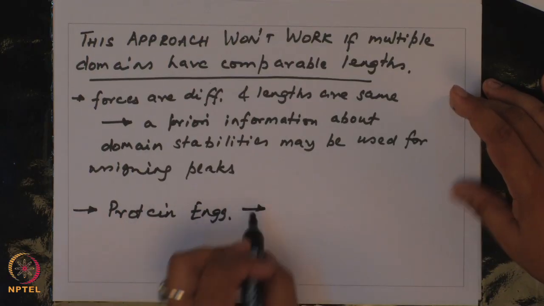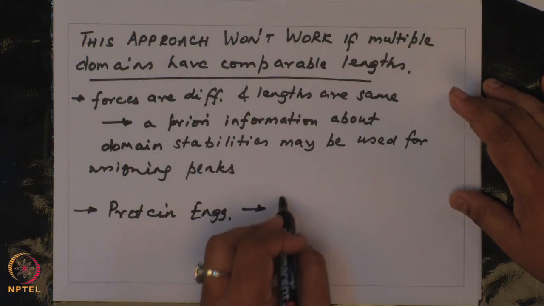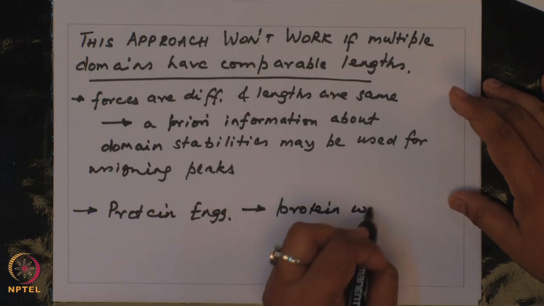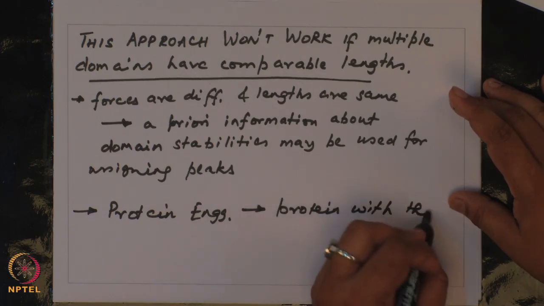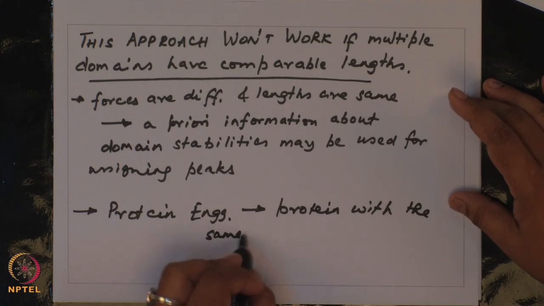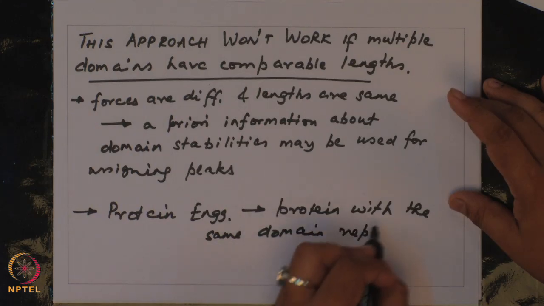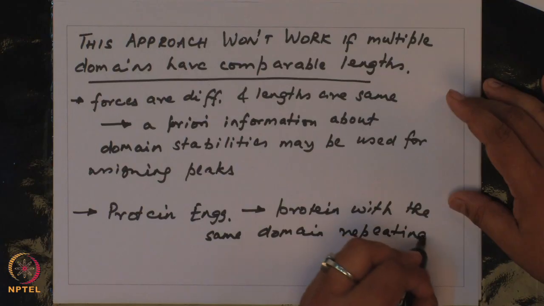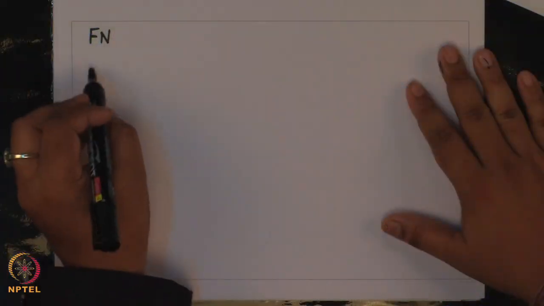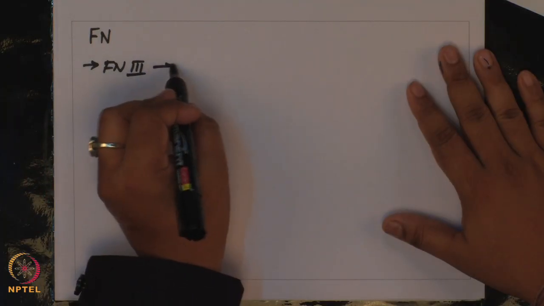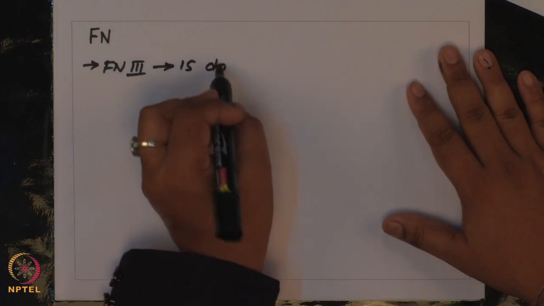where you make a polyprotein. So, you have a protein with the same unit, the same domain repeating. Now, let us take the case of fibronectin. The FN3 itself has 15 domains.